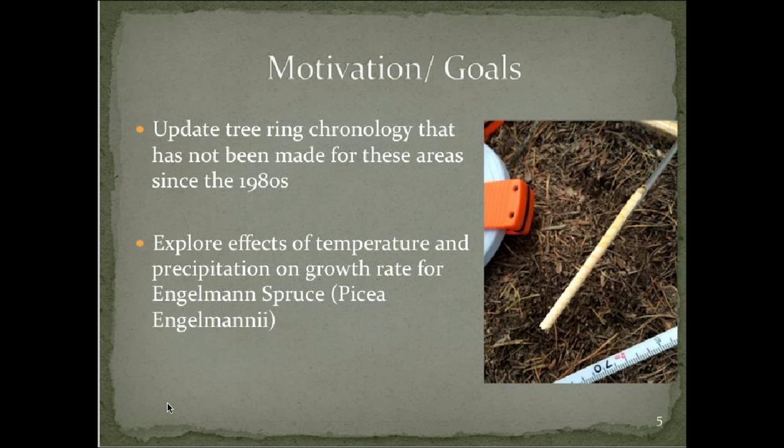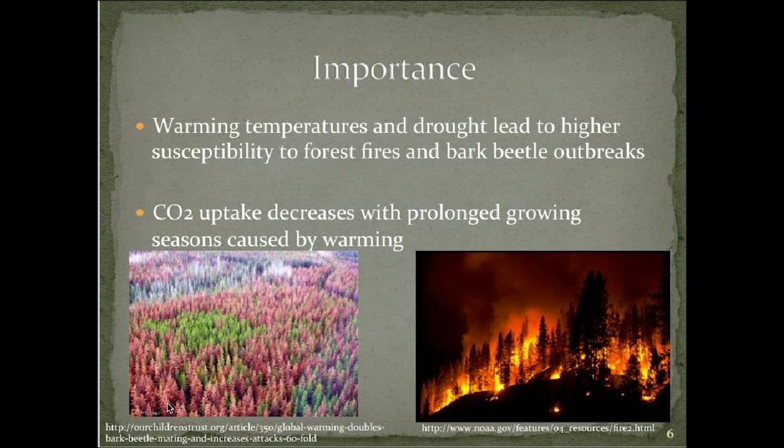So why are we doing this? The last time these areas in Colorado were studied was in the 1980s, when they made a tree ring chronology. One of our goals is to update that chronology for further research, and also to explore the effects of temperature and precipitation and how they have affected the growth rates over time. These things are important because as temperature increases and drought becomes an issue in these forests, they become more susceptible to bark beetle outbreaks.